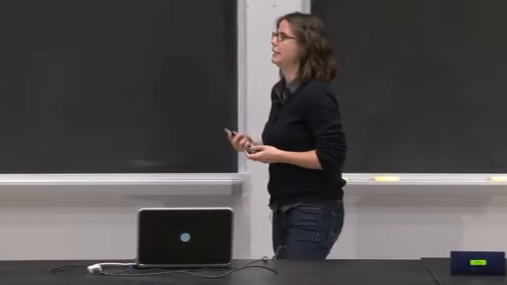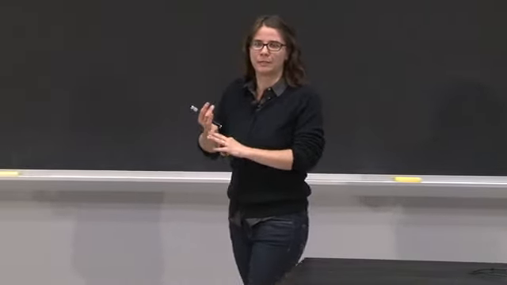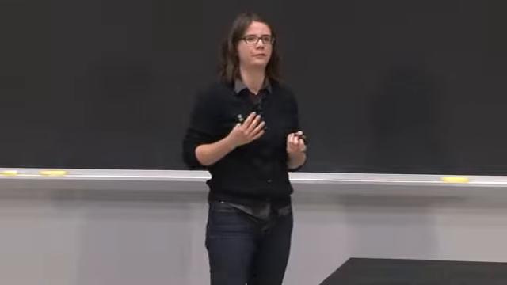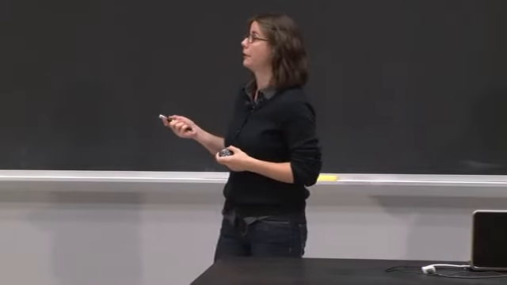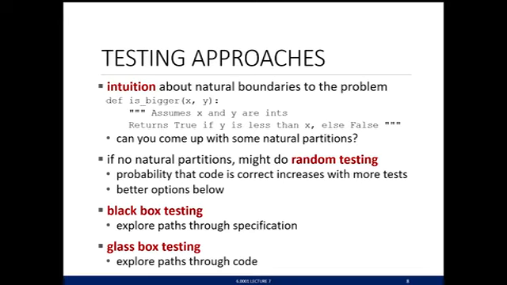OK, so what are some testing approaches? The first, and this is probably most common with programs that involve numbers, is figuring out some natural boundaries for the program. So for example, if I have a function is bigger, and it compares if x is bigger than y, then some natural boundary, given this specification, is if x is less than y, x is greater than y, x is equal to y, maybe throw in less than or equal to, or greater or equal to, and so on. So that's just sort of an intuition about the problem.